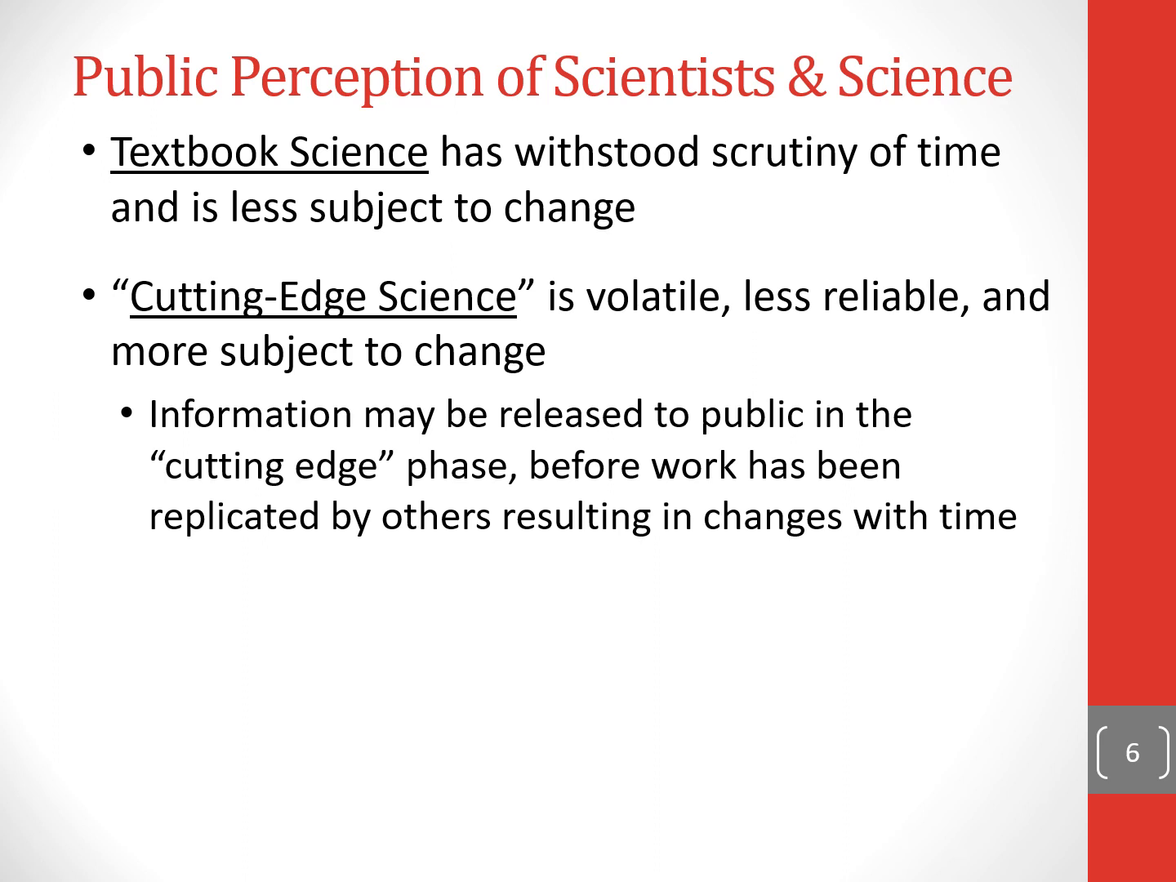But then we have the cutting edge science that's just coming out, and it's really exciting, but it's volatile, it's less reliable, and it's much more subject to change. And that's what we saw during the pandemic when it came to things like hydroxychloroquine and ivermectin, where information was being released to the press and then to the public in this cutting edge phase before the work had really been replicated by others. And so our recommendations from our agencies changed over time as new data was collected. And some of those studies involving ivermectin and hydroxychloroquine have been shown to be either really poorly designed studies or actually involved research misconduct.